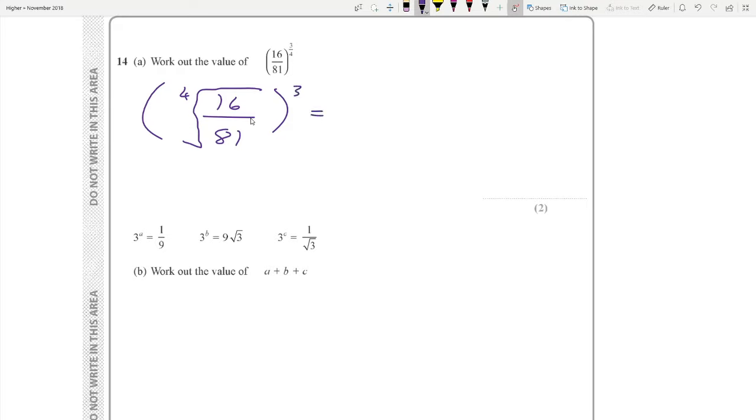So the fourth root of 16 is 2, because 2 times 2 times 2 times 2 is 16, and the fourth root of 81 is 3, because 3 times 3 times 3 times 3 is 81. So that becomes 2 over 3. We're going to raise that all to the power of 3. 2 cubed is 8, and 3 cubed is 27. So your answer is 8 over 27, 2 marks there.